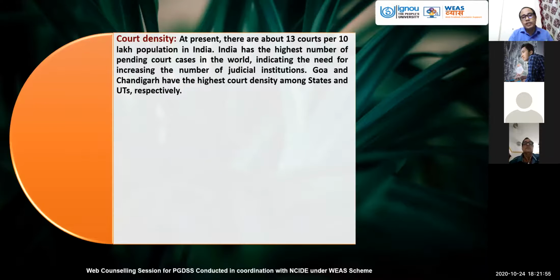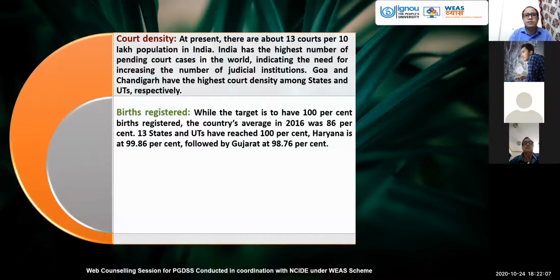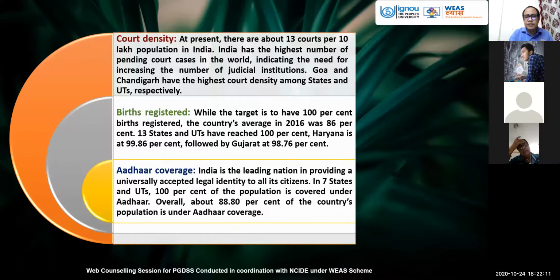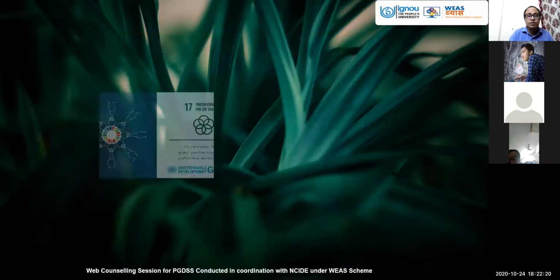And then density of codes is also an important parameter to check the progress. So these are 13 codes per 100 lakh population in India, with registered coverage meaning Aadhaar coverage. These are some of the indicators that look into peace, partnership, and this particular goal.